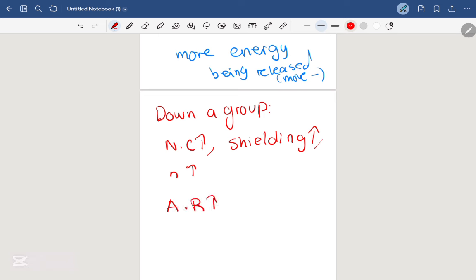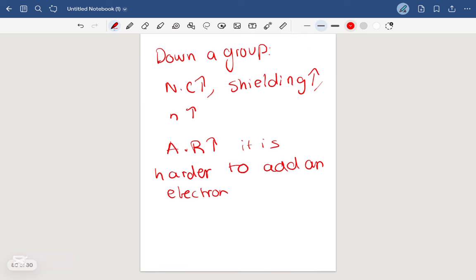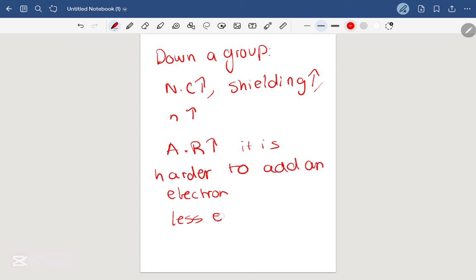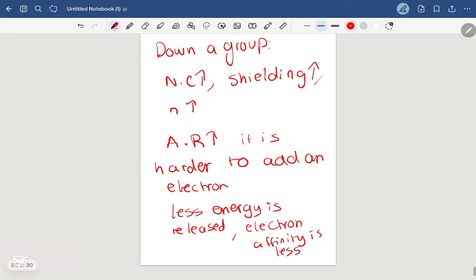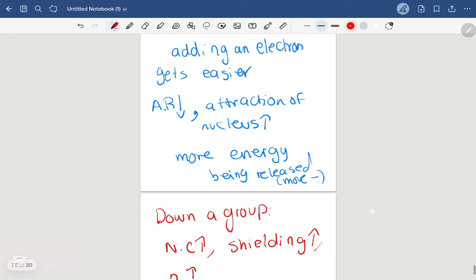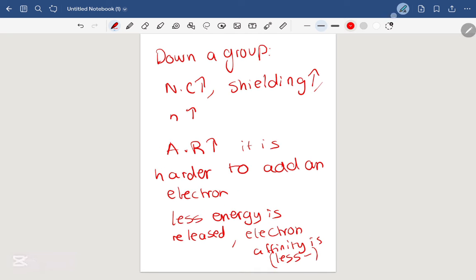Due to this, it is harder to add an electron. So because it's harder to add an electron, less energy is released, okay? So then what happens to the electron affinity? The electron affinity is less. Did I say less up? So it is less what? It's less negative. Perfect.